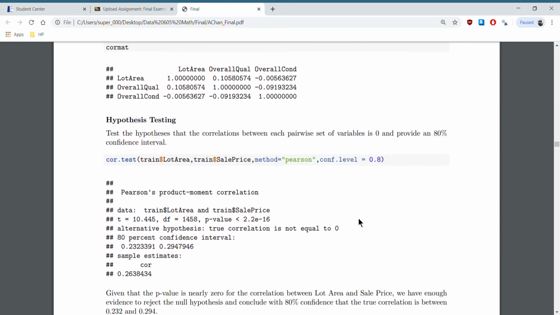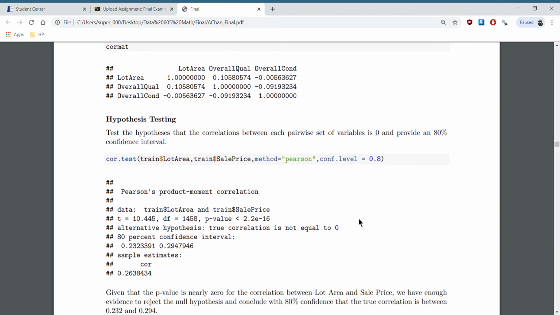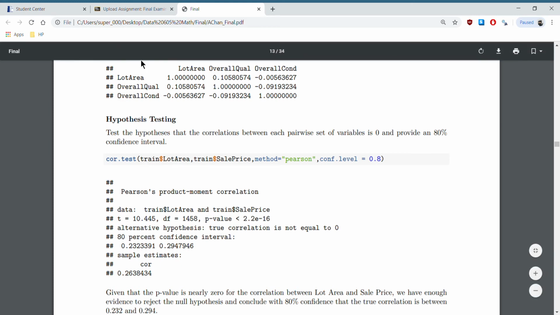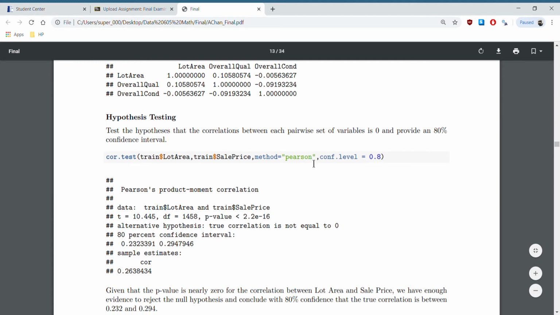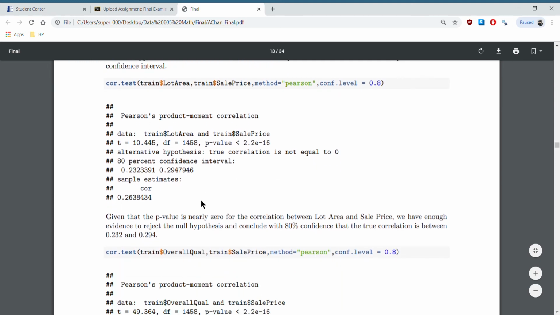And then hypothesis testing. The next thing I did was check if these correlations were significant, the correlation between these three variables relative to the sale price. And it looks like this test has a really low p-value, so it's statistically significant. And here we have the 80% confidence interval, so it's between 0.232 and 0.294 for lot area.